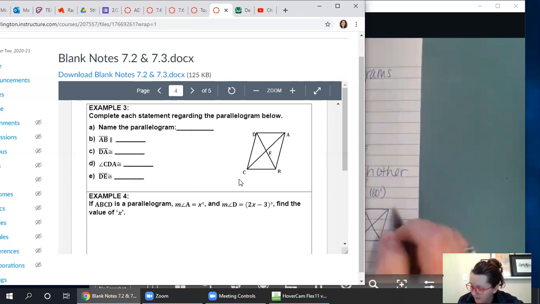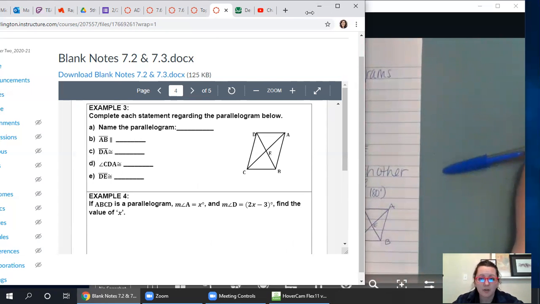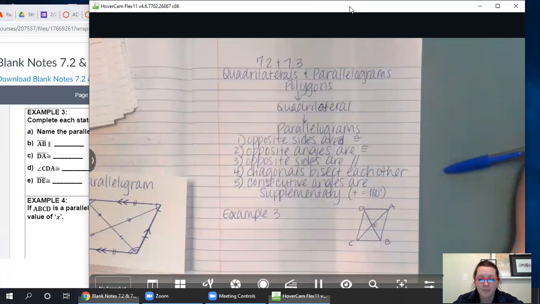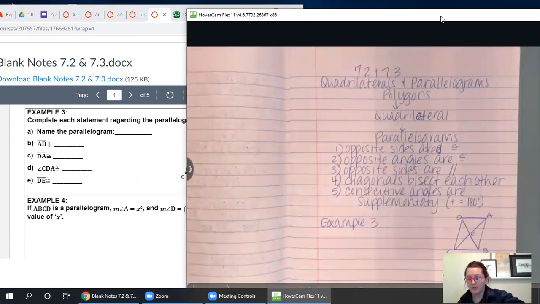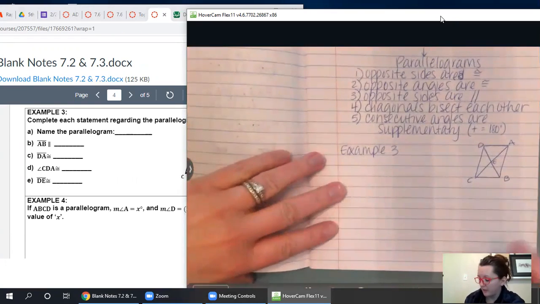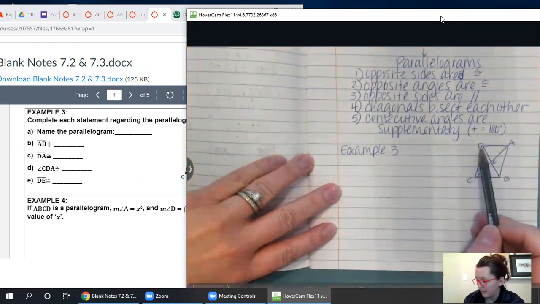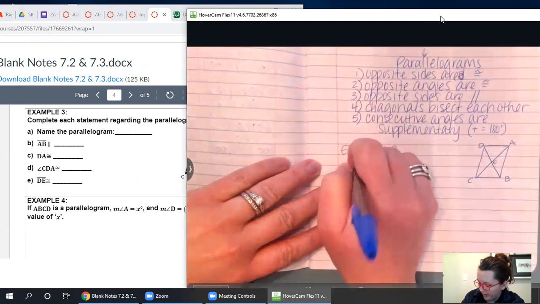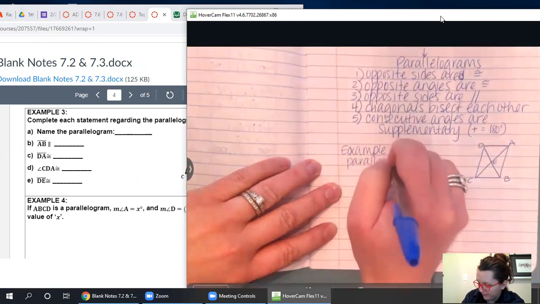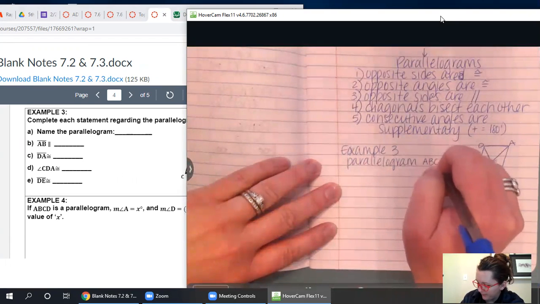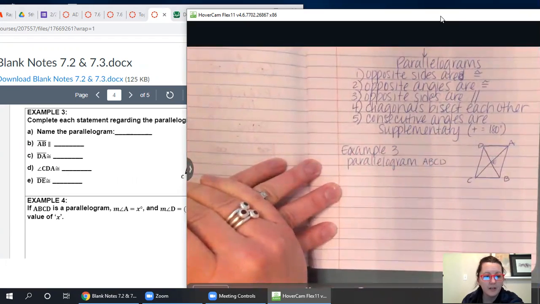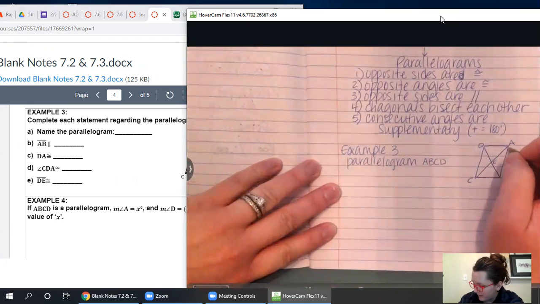Bisecting D, A, E, B, C. So it tells us first, here you can kind of see my notes here. For example 3, name the parallelogram. You name the parallelogram using the vertices here. So this is parallelogram ABCD, like that.